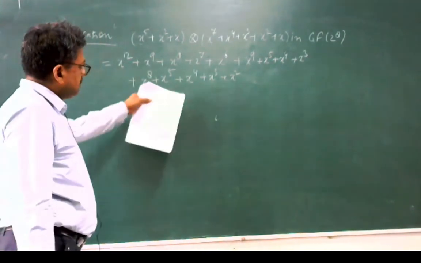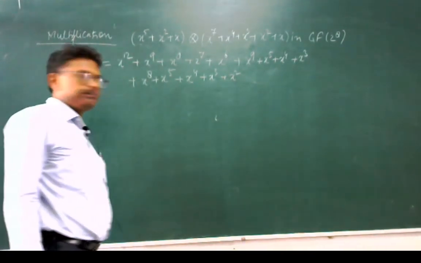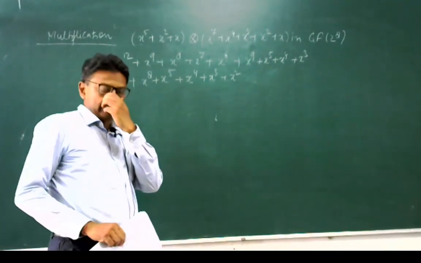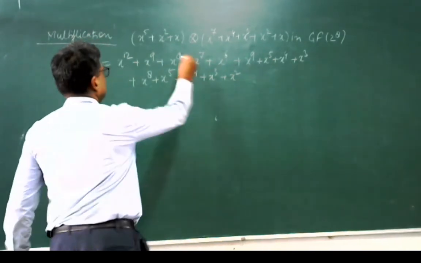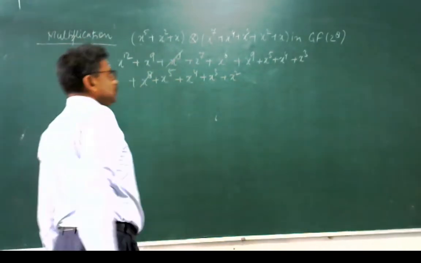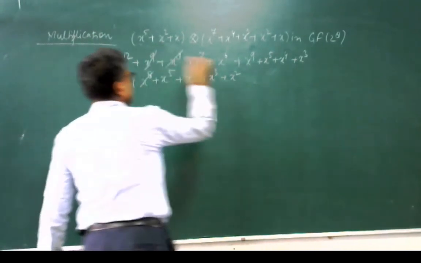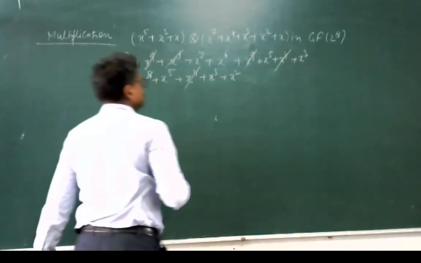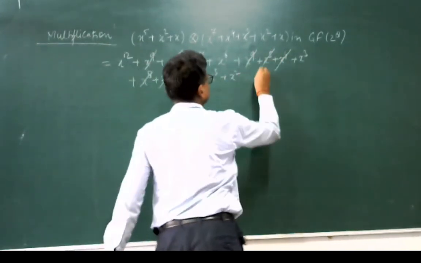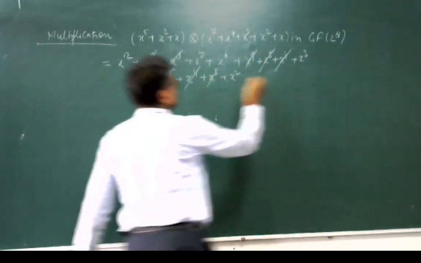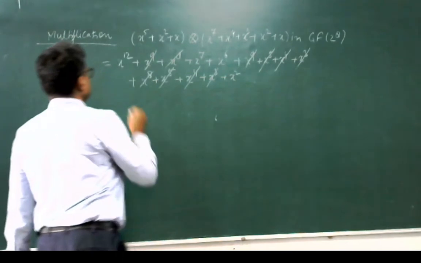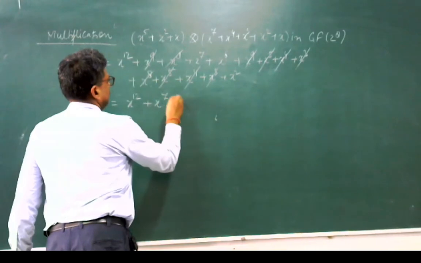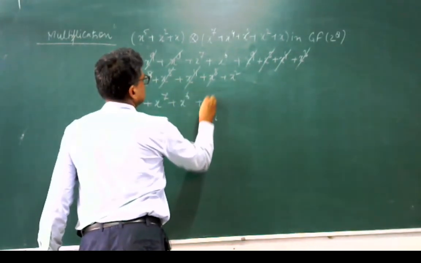We have just studied the addition operation, the additive property. So those having the same coefficient will be reduced to 0. Here we find that x8 is there, x8 is there, and it reduces to 0. X to the power 9 and x to the power 9 reduce to 0. X to the power 4 and x to the power 4 reduce to 0. X to the power 5 and x to the power 5 reduce to 0. X to the power 3 and x to the power 3 reduce to 0. So we are left with x12 plus x7 plus x6 plus x square.